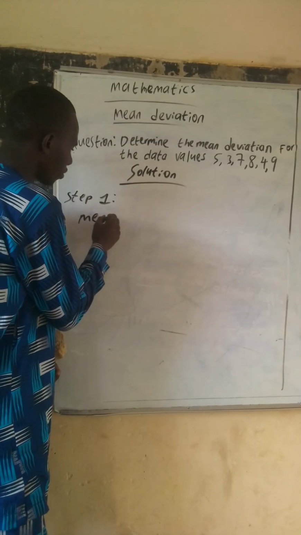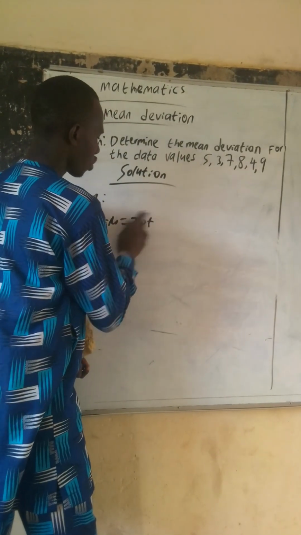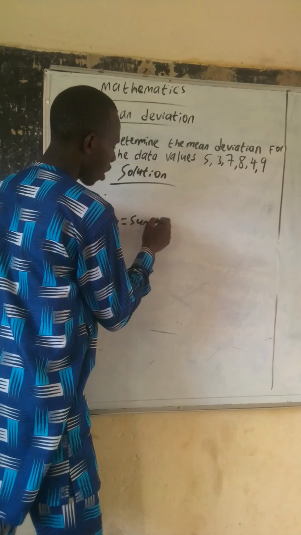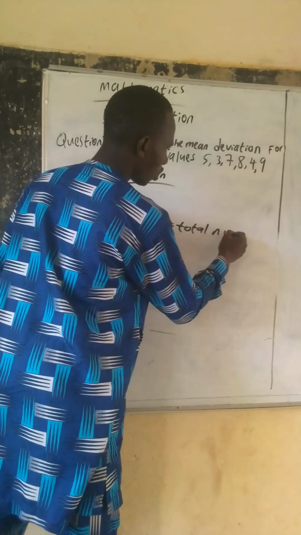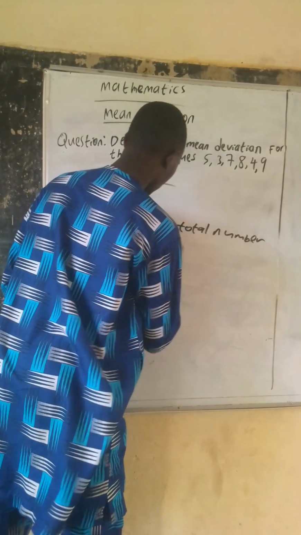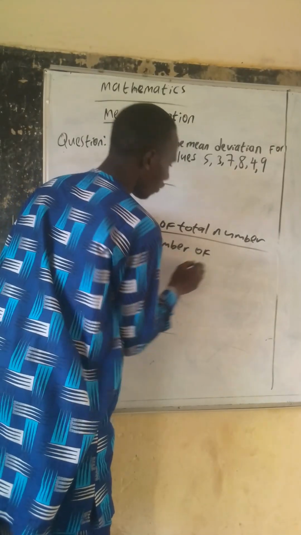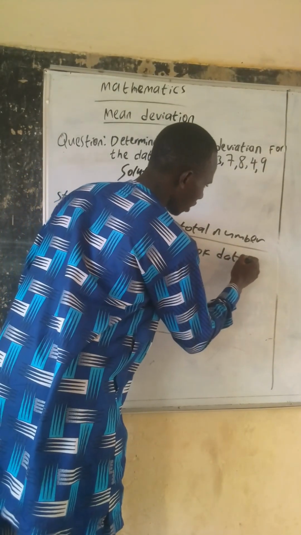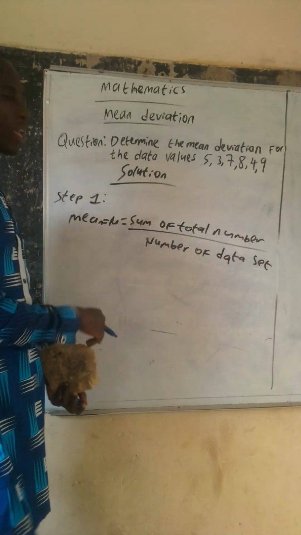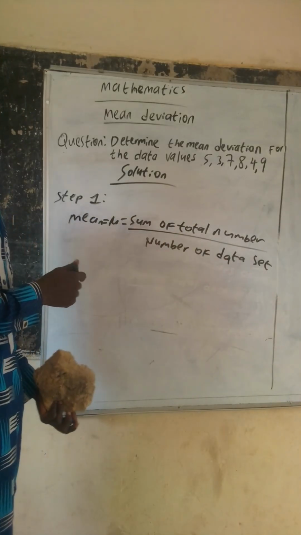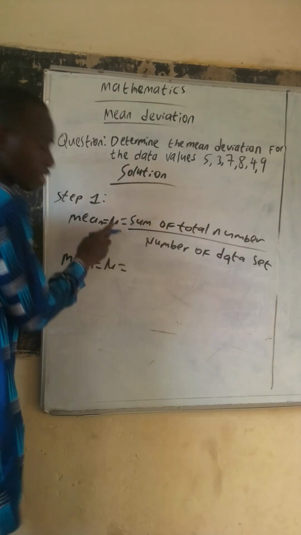The formula for mean is the sum or total of the data set divided by the number of data sets. So mean equals the sum of the total data set divided by the number of data sets. This is the symbol for mean.